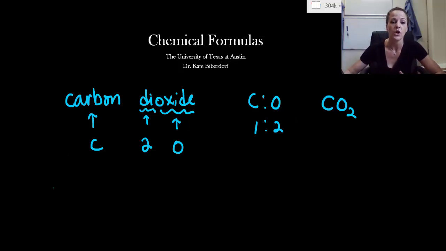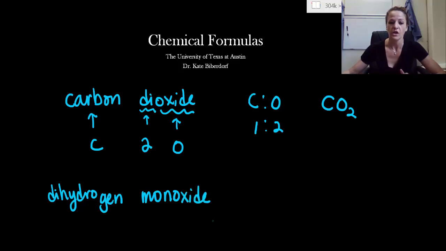Now let's try another one. What if I yelled out dihydrogen monoxide? Di, we just discussed, means two. Hydrogen is pretty clear, it's hydrogen. Mono is just another word for one. And then oxide, we said again, was oxygen.